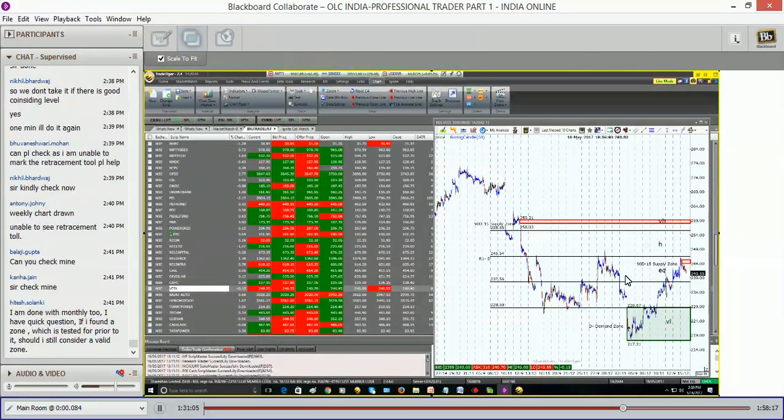Nikhil, you said you are doing. Okay, Balaji, your name comes up next. Let's have a look at yours. Hitesh, I'll look at yours and let me see which one you're talking about. You're looking to enter over here. Balaji, can you show me the weekly chart please first?